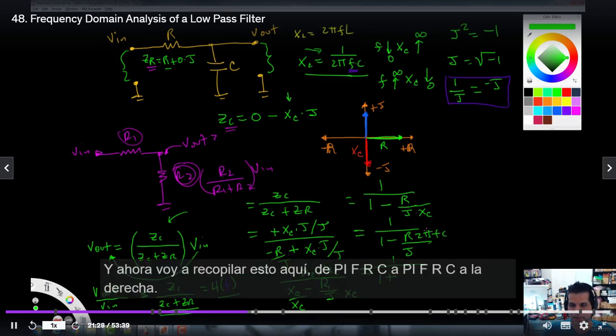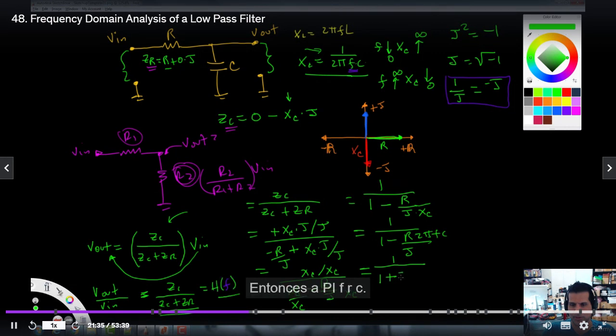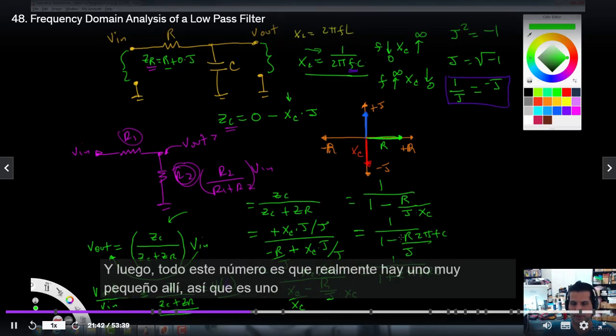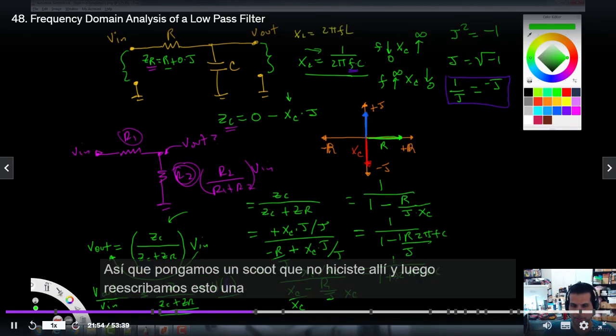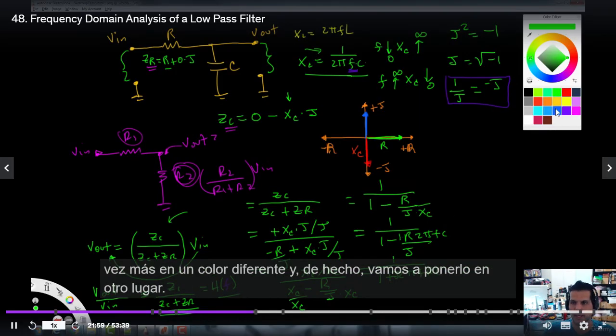Now I'm going to collect this right here, 2 pi frc. I'm just going to grab those things together. So 2 pi frc, and then this whole thing, remember, there's really a little 1 there. So it's 1 over j turned to minus j, and minus j times the minus is plus j. So then there's just the j right at the end. Let's scooch it in right there, and then let's rewrite this one more time in a different color.